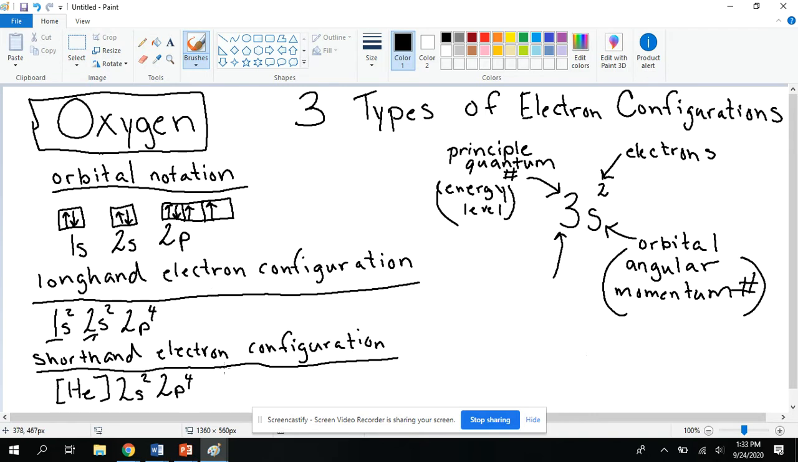And then lastly, you see an example of shorthand electron configuration. It's also called noble gas notation. That's whenever you go back to the last noble gas to begin your configuration so that it's shorter.